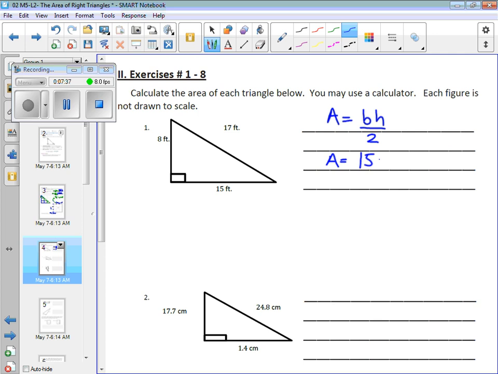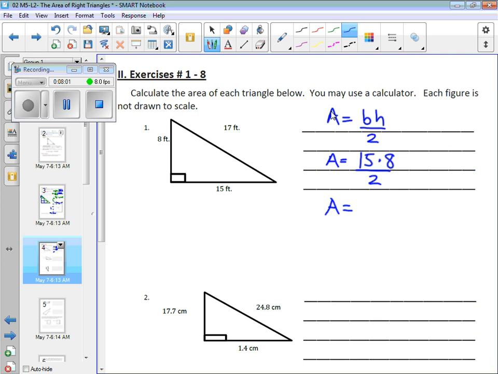What's my height? 8. And don't forget, divided by 2, that never changes. You never have to substitute anything in for the bottom part of that. It's always going to be divided by 2. Now we're just going to evaluate it. What's 15 times 8? Take your time, get it right.